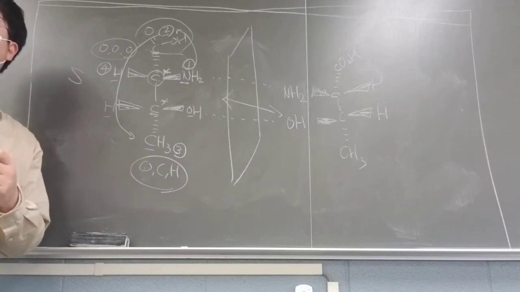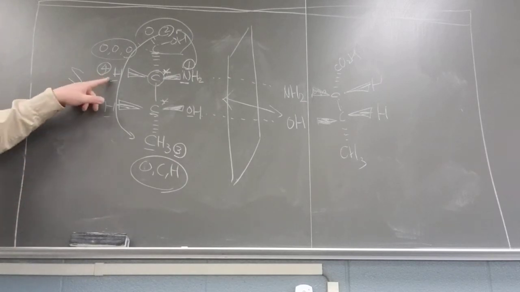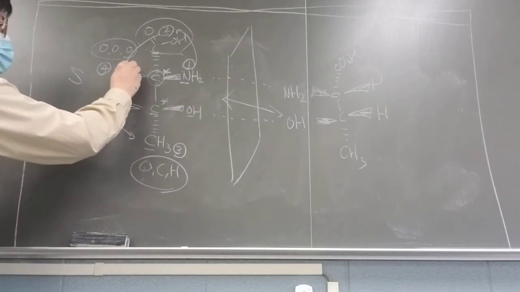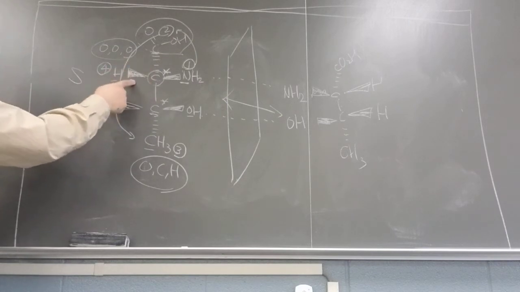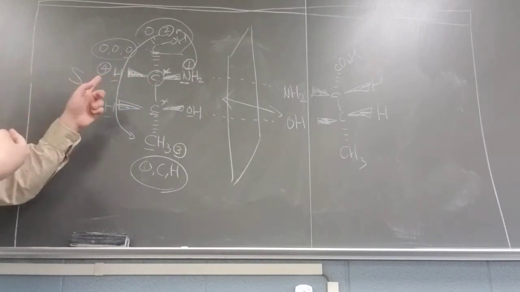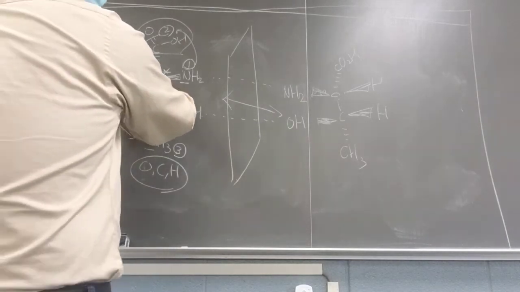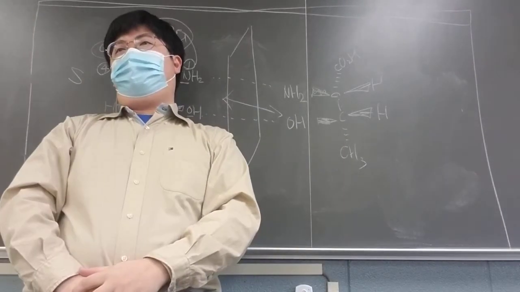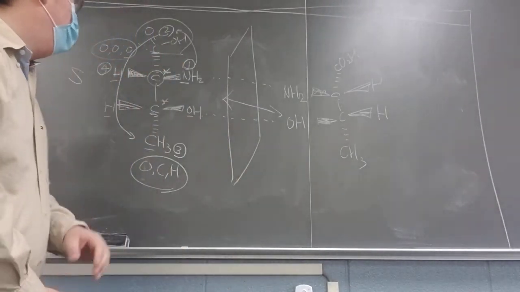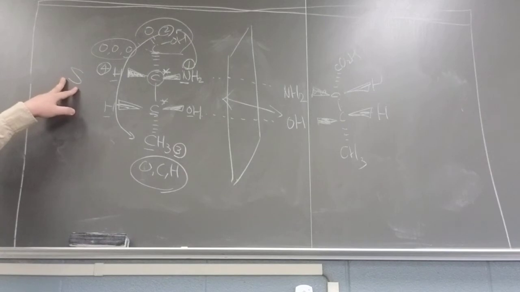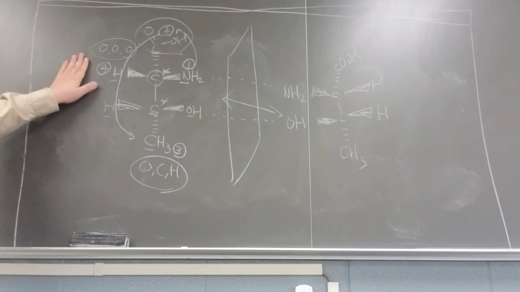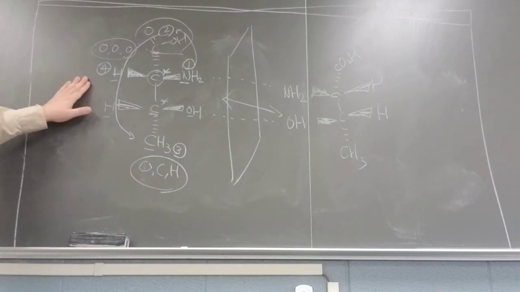Oh, almost right. Why? Because your number 4 is heading toward you right now. You see this, the hydrogen is on the wedge. So you have to look at it not from here, but from here. So then you have to invert it to R. Tricky, right? It's pretty tricky, I know.